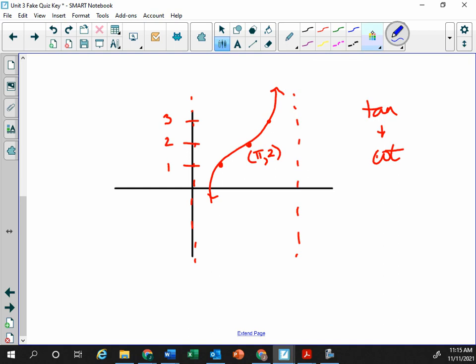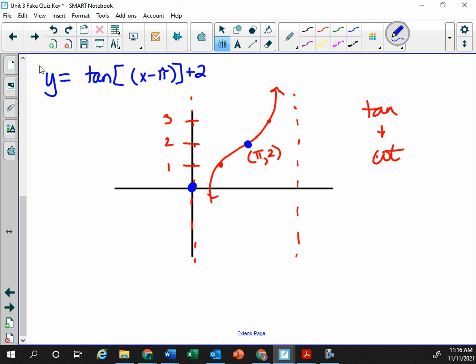All right, the direction it's going looks like regular tangent, but it's definitely been shifted, okay? So I'll do tangent first. Tangent normally goes through the point 0, 0. That's like your center point of your graph. That is now this point. So we know that we've gone right by pi and up 2. Is everybody okay with there's no vertical stretch happening here?